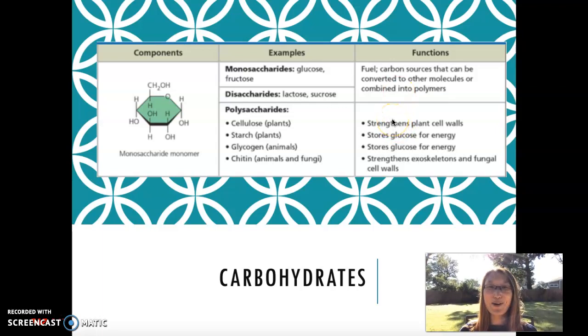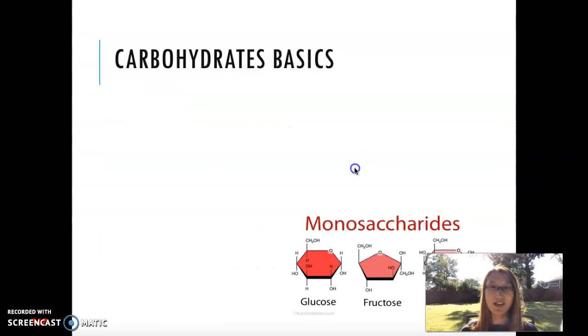Other ways that carbohydrates can be useful, right? We said it can be a part of the cell wall, so it strengthens the plant cell wall. It is a main component of the plant cell wall. And then we have over here this exoskeleton of insects, and then we have the fungal cell wall as well. All right, so let's take a look at the next slide, Carbohydrate Basics.